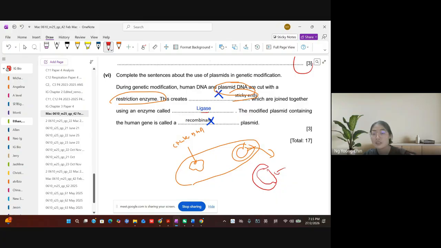So we'll see this word ligase. Ligase, the "lig" is grouped together. It's just like they will tend to combine two different molecules together to become one complete molecule. So "lig" means group all together. The modified plasmid containing the human genes is called the recombinant plasmid.